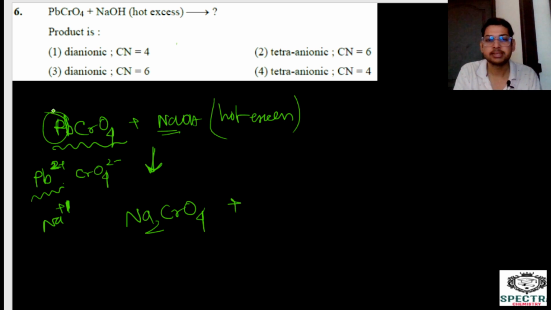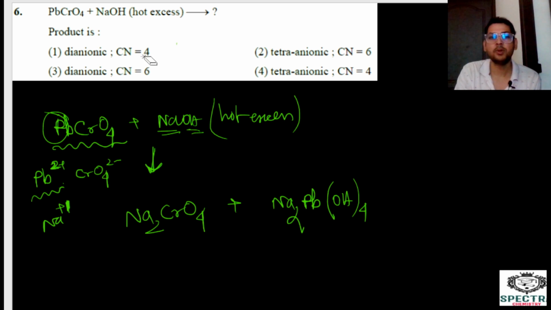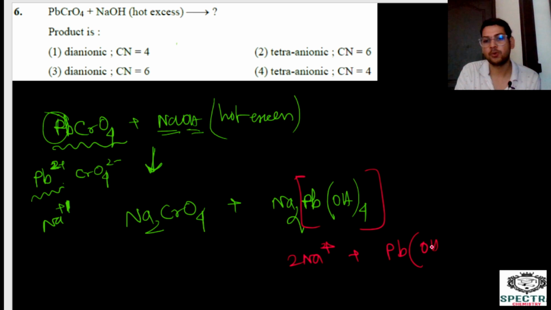What byproduct sir? Sir, this Pb will come with this OH and it will actually make a complex, Pb(OH)4 2-. And to satisfy the charge, obviously you need Na2Pb(OH)4. So this is the thing. That means you are saying that 2Na+ plus Pb(OH)4 2-.